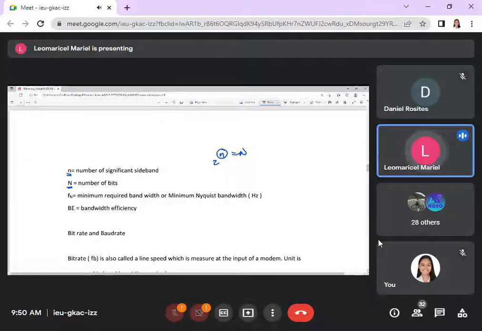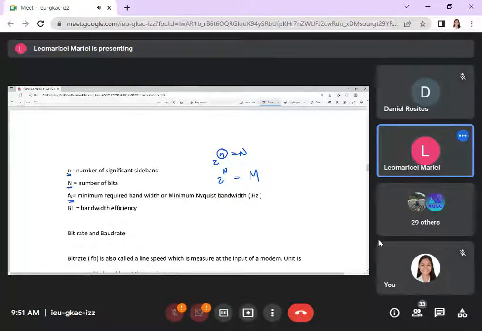Pero here, specifically, yung n na maliit is for significant sidebands. Yung N na to, yung sa formula natin na to, is actually 2 raised to N. Yung N yung tinatawag na equivalent sa M-ary encoding. And Fn, pag sinabi natin Fn, is the minimum required bandwidth or tinatawag natin na minimum Nyquist bandwidth.